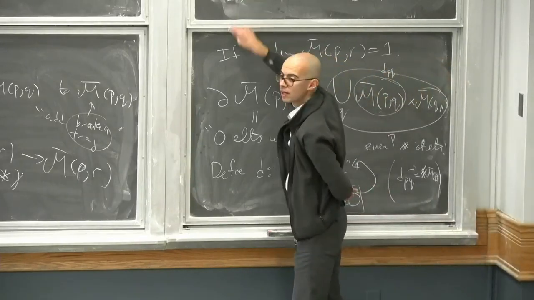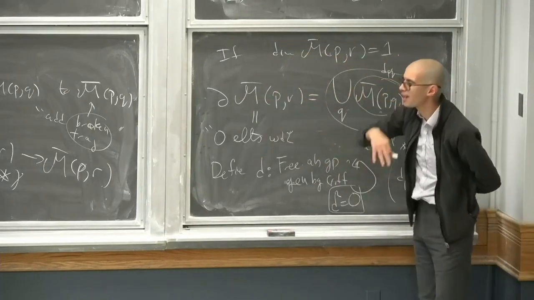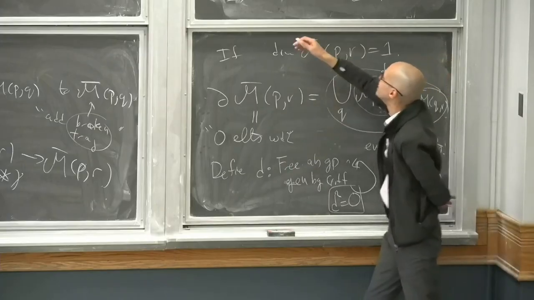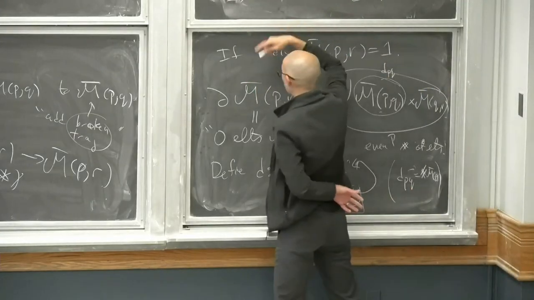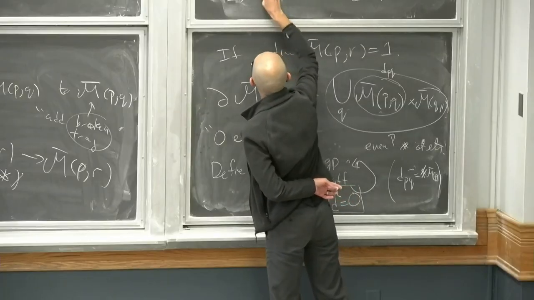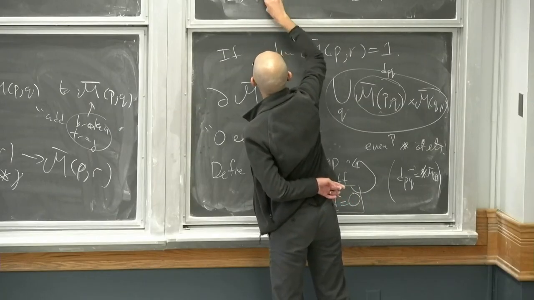Are you working mod 2? I'm working mod 2 because if I don't work mod 2, then I will run even more overtime. Then yes, we're working mod 2 for now. So what this implies is that d squared equals 0. So we have constructed a chain complex.